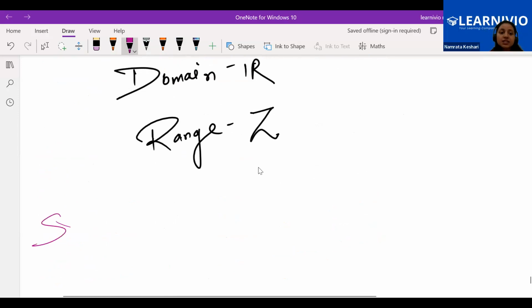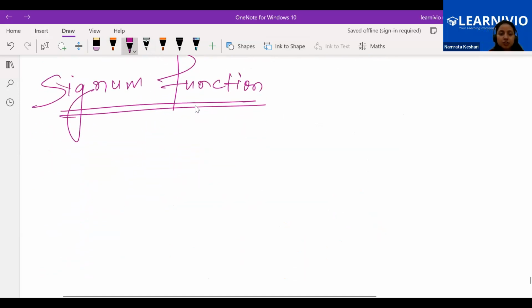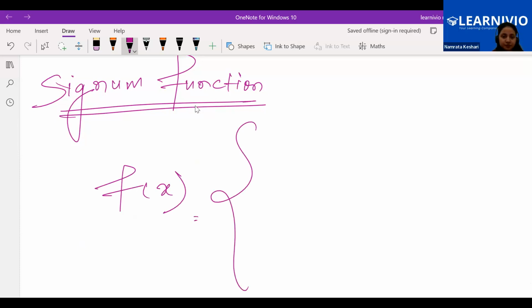Now the last concept is the signum function. The signum function is defined like this. Let me define the signum function. F of x, when x is greater than 0, when x is equal to 0, and when x is smaller than 0. If x is greater than 0, the output will always be 1. Whatever you put, the output will be 1. When x is equal to 0, the output will be 0. When x is smaller than 0, the output will always be minus 1.